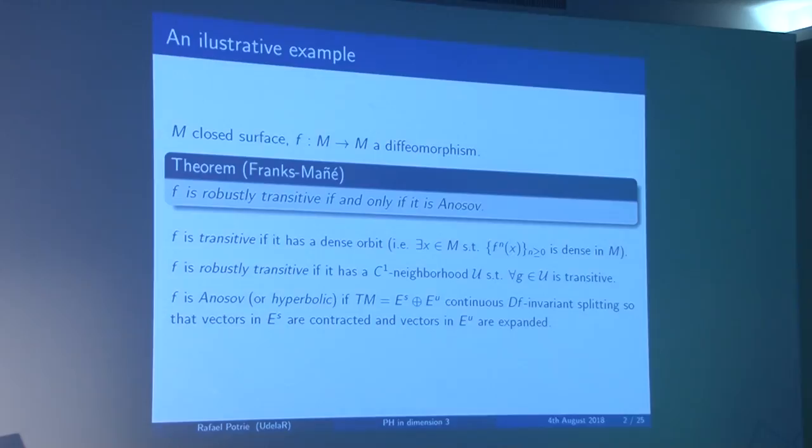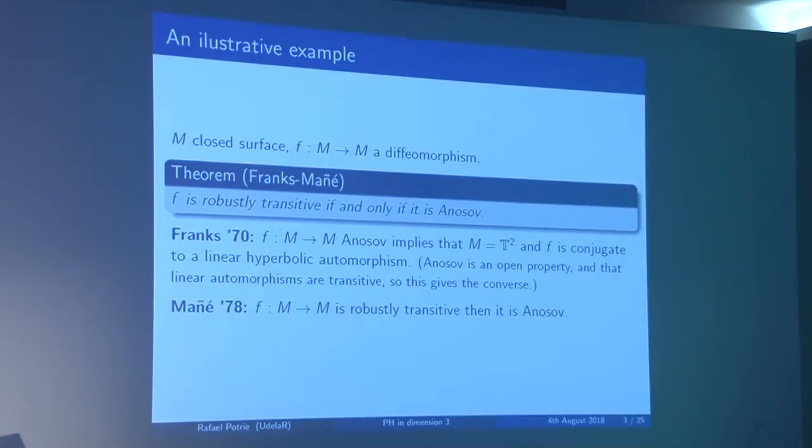So this result has kind of two steps. In this case, it's easier to get the converse direction. If you have an Anosov diffeomorphism of a surface, then necessarily the surface must be the torus, and f must be conjugate to a linear hyperbolic automorphism. And as we really know how the dynamics of linear automorphisms look like, and Anosov being an open property, we get the converse. Much deeper and later, there's the result by Mañé showing that robust transitivity implies that the system is Anosov in dimension 2.